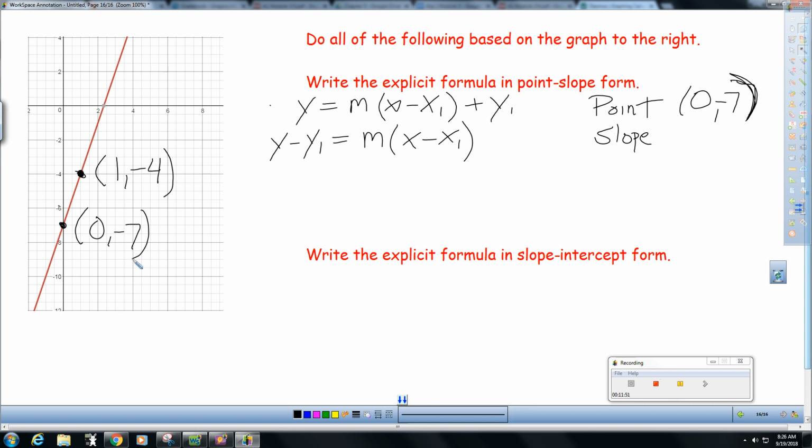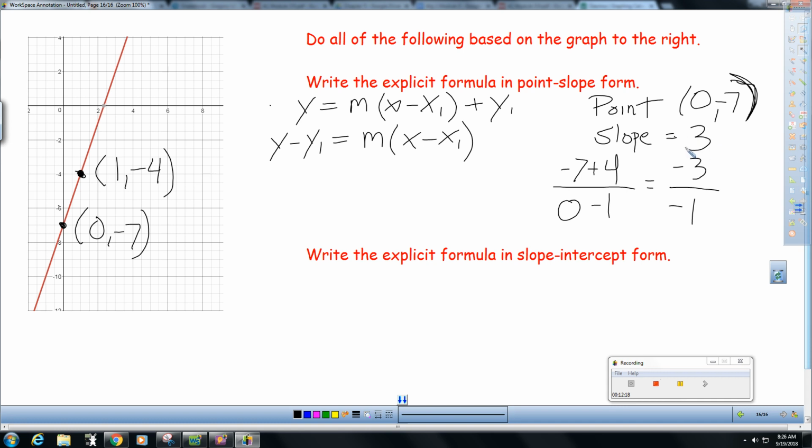This is 1, -4. And this is 0, -7. So how do we find the slope between those 2 points? All right, so we'll do -7 minus -4, so that turns into a plus, divided by 0 minus 1. Okay? So on the top, you get a -3. On the bottom, you get a -1. What's -3 divided by -1?